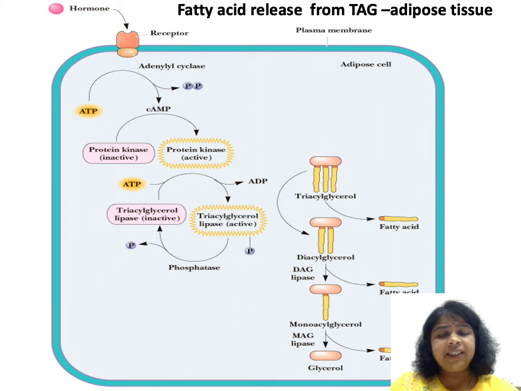So before we start oxidation per se, let's look at how free fatty acids are made available in the tissues for oxidation. As you all know, these fatty acids are stored in the form of triacylglycerols in the adipose tissue. So they have to be released as free fatty acids.